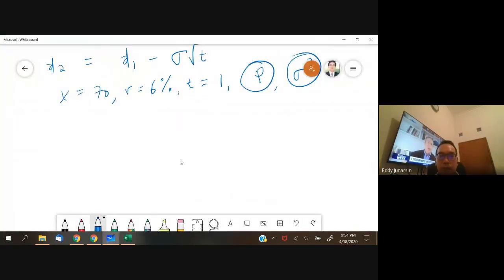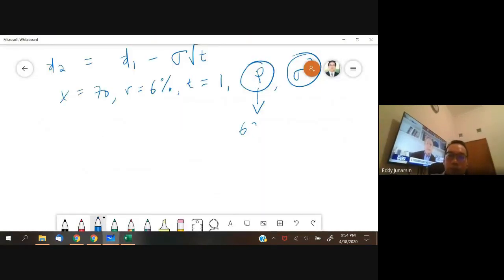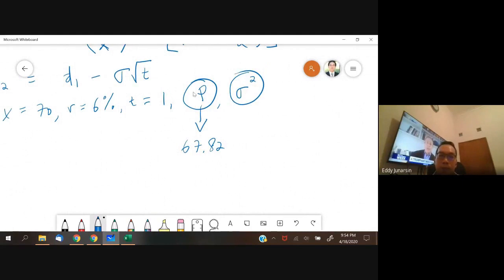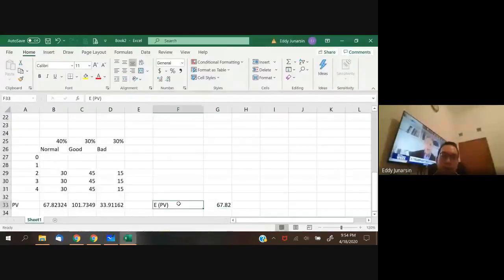So we have solved this one. This turns out to be 67.82. Okay, so quite straightforward. Again, the price here, in this context, refers to the present value of future cash flows, right, for every scenario. And then we find the expected value, or the weighted average of the present values. So we get 67.82.